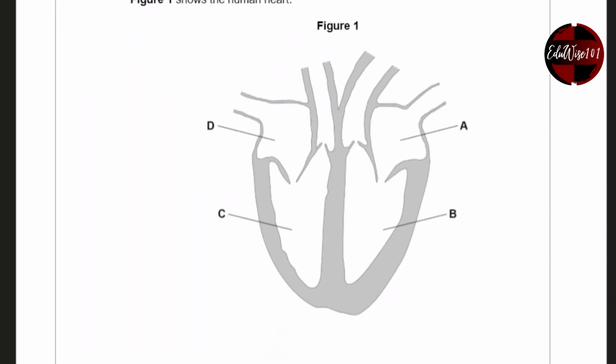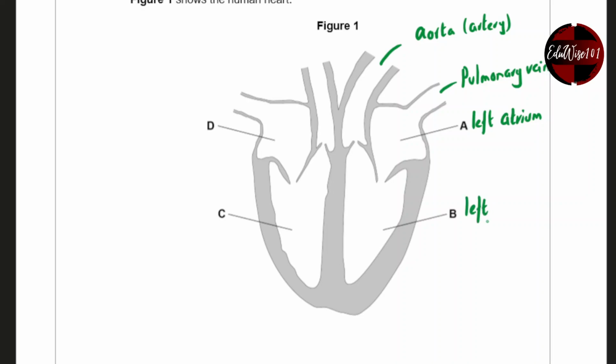So while we have a really good diagram of the heart, let's label these parts before I move on to the question. So this is the aorta, which is an artery, and this is the pulmonary vein, and A is the left atrium, and B is the left ventricle.